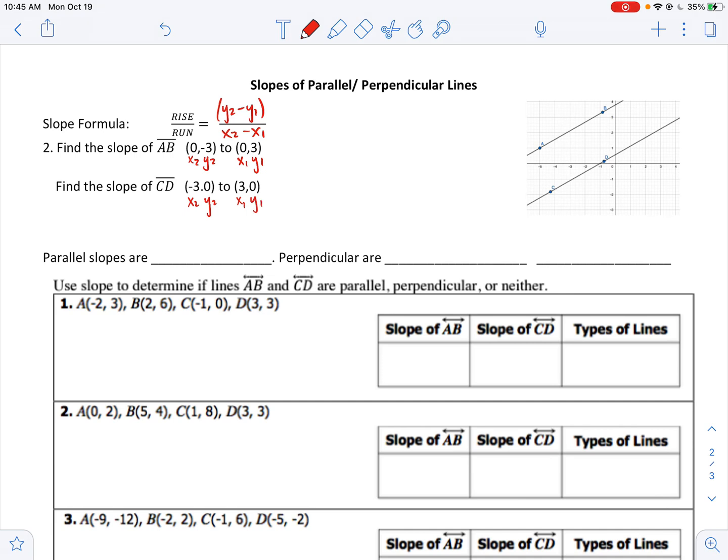So we would plug in y2 minus y1, negative 3 minus 3 over x2 minus x1, 0 minus 0, negative 6 over 0. Or down here, y2 minus y1, 0 minus 0 over x2 minus x1, negative 3 minus 3. So this would be 0 over negative 6.